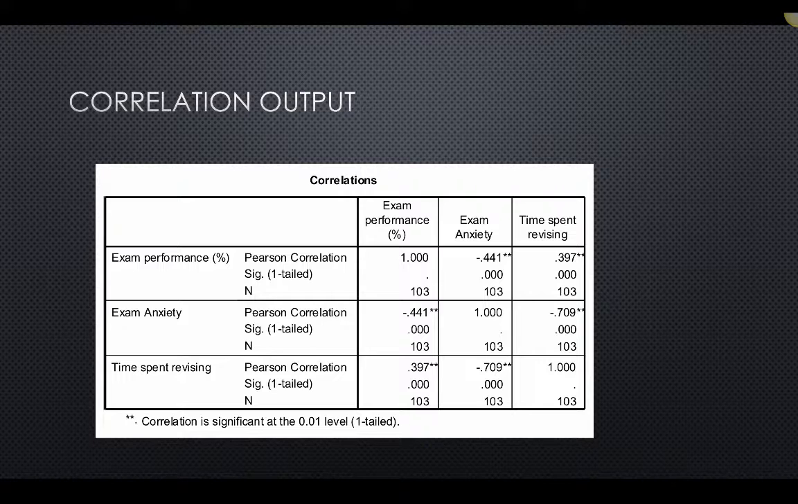You'll see where exam performance here and exam performance here come out to 1. That's a perfect correlation. Exam performance and exam anxiety, you see the Pearson correlation. That's our correlation number, the R value, which is negative 0.441. It is significant, and this is the 103 we talked about. You'll see that this one and this one are the same, because exam anxiety and exam performance, exam performance and exam anxiety, are going to come out the same.